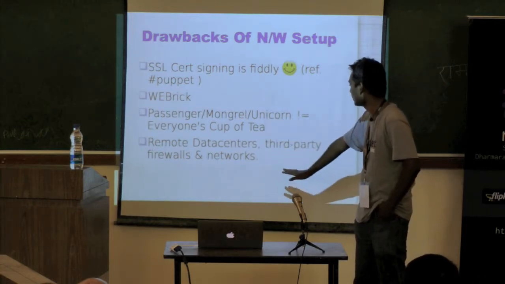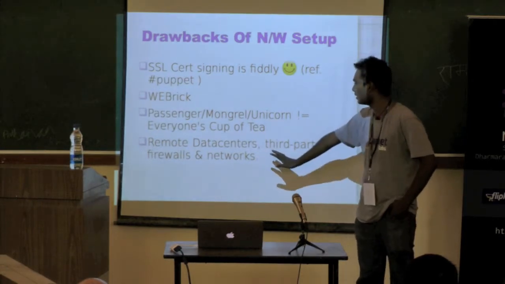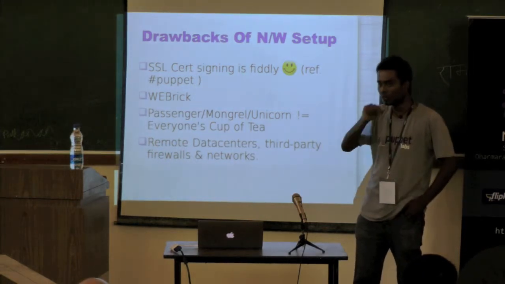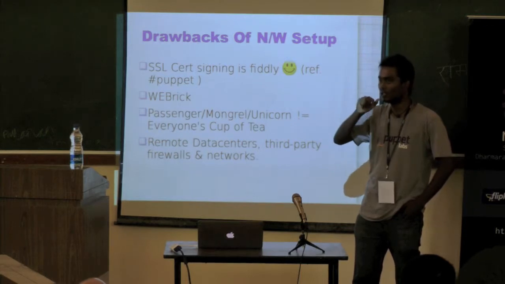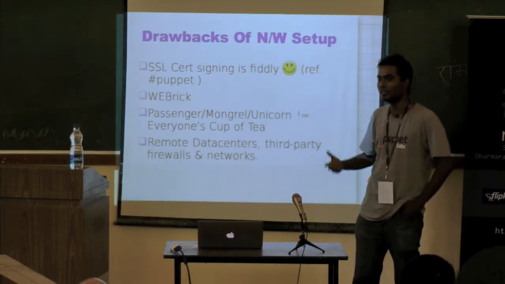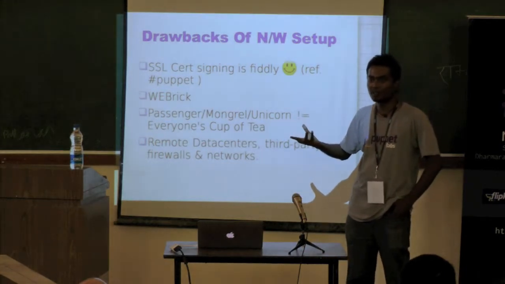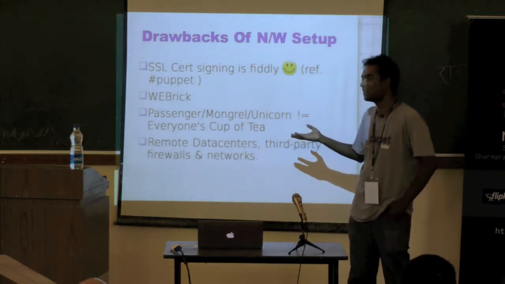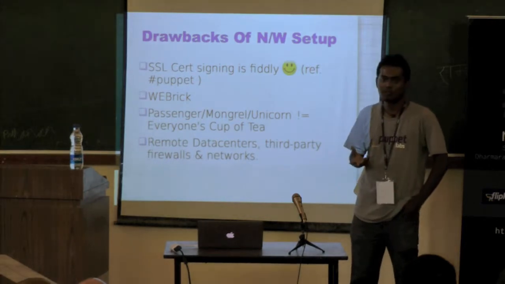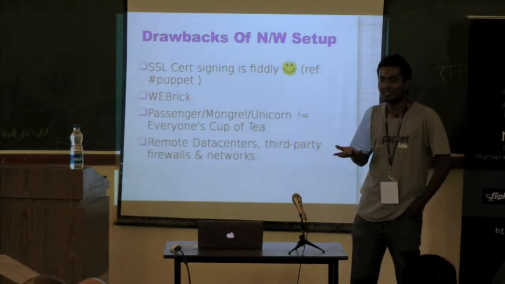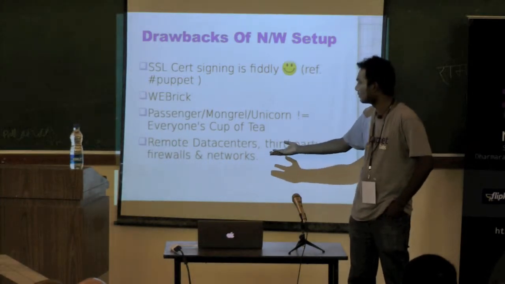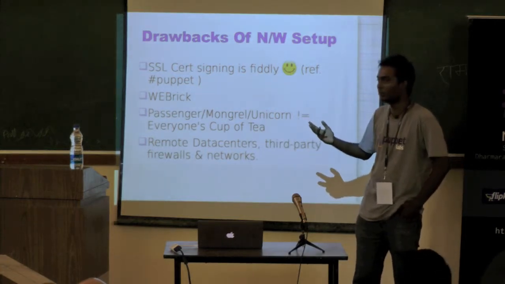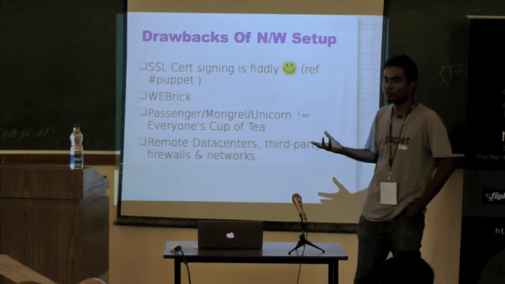Another major problem that we face personally in our deployment is using a remote data center, third party firewalls and third party networks. Some of our servers are hosted in data centers owned by others, and they have their own firewall. It's difficult to open port 8140, the Puppet port. Using SSH was simpler for us, it fits in the picture simply. Otherwise the firewall is a huge problem, having it in a remote place and using different ports.